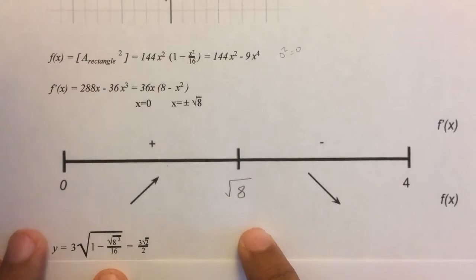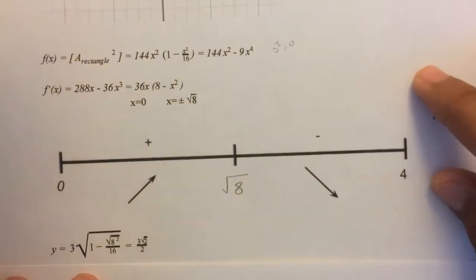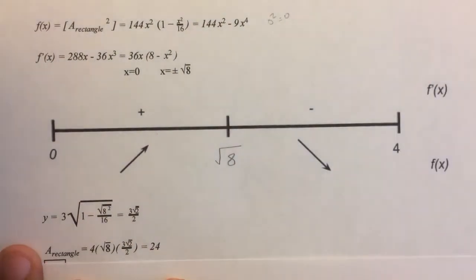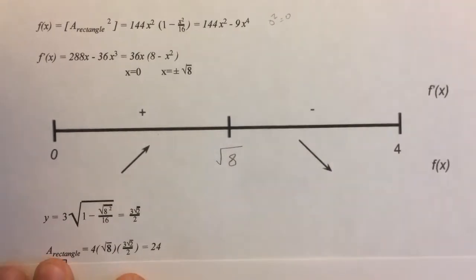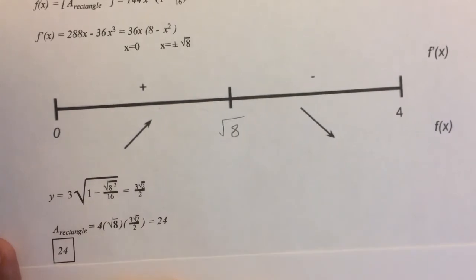So then we can plug in root 8 into y. So y equals 3 times the square root of 1 minus root 8 squared over 16. So we end up getting 3 root 2 over 2. And then the area of the rectangle would be 4 times xy. X is root 8, and y is 3 root 2 over 2. And when we solve that out, it's 24. So the area of the largest rectangle that can be inscribed in the ellipse is 24.